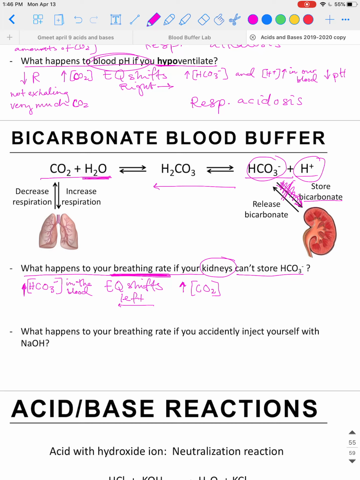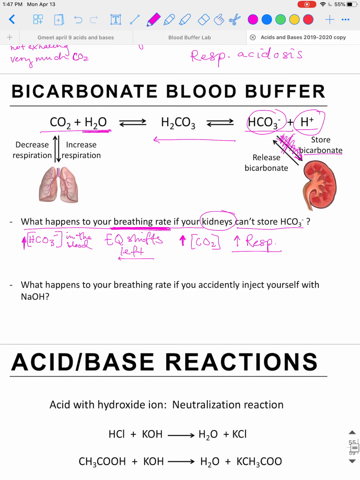Well, if we have too much CO2, our body is going to try to level that out. We don't want too much CO2. We want to keep an even amount of CO2. And if we have too much, then our respiration will increase. Increase respiration to exhale the levels of CO2 that are potentially unhealthy. Okay, so that's how our breathing rate would be affected. We would increase respiration. Let's look at the last scenario.